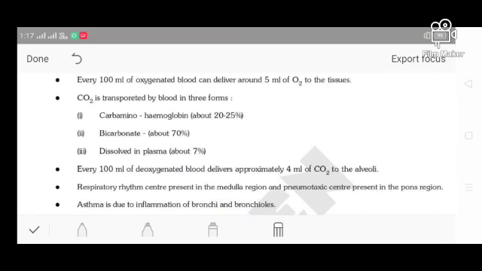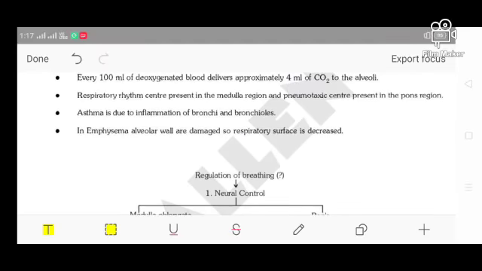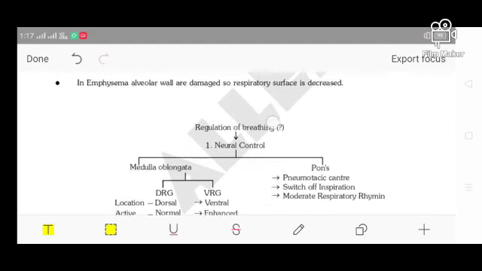Okay, so after that, asthma. Asthma is a problem due to the inflammation of the bronchi and bronchioles. So how is asthma formed? When the bronchi and bronchioles have inflammation, including fungal inflammation, then asthma forms. Okay, so this is the general idea.